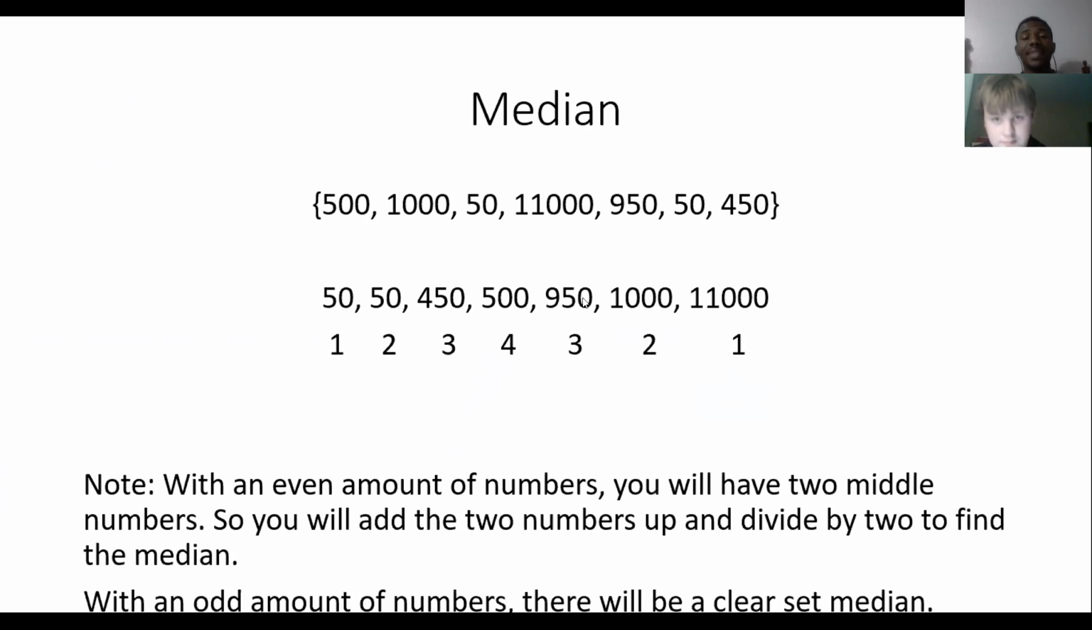Now, if you were to add these two up and then divide by 2, you would have a median of 725. That would be a new median instead of 500, because you have 500 and 950 as your 2 middle numbers, and then you would have to divide them by 2.